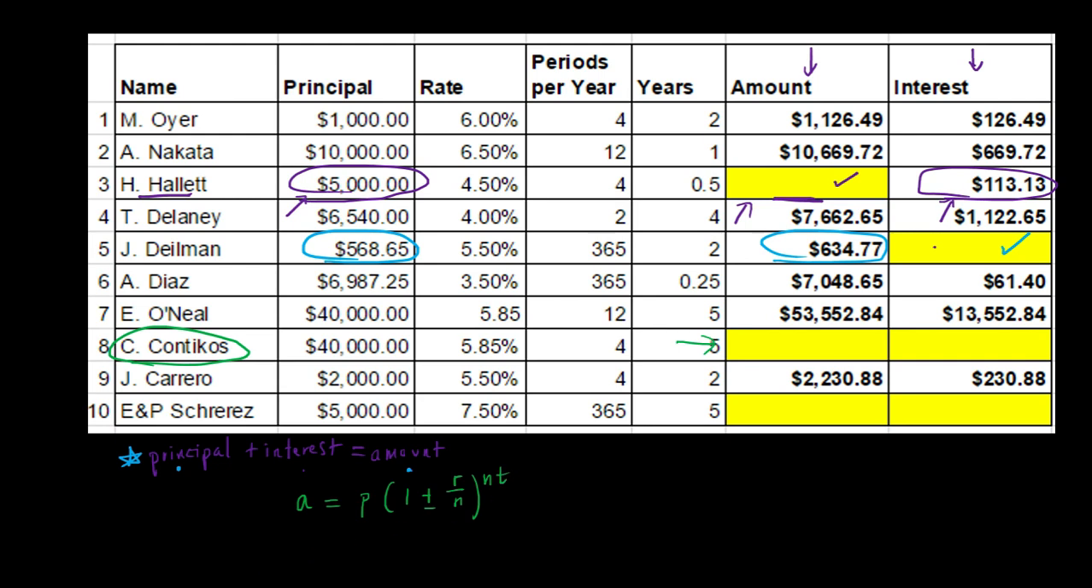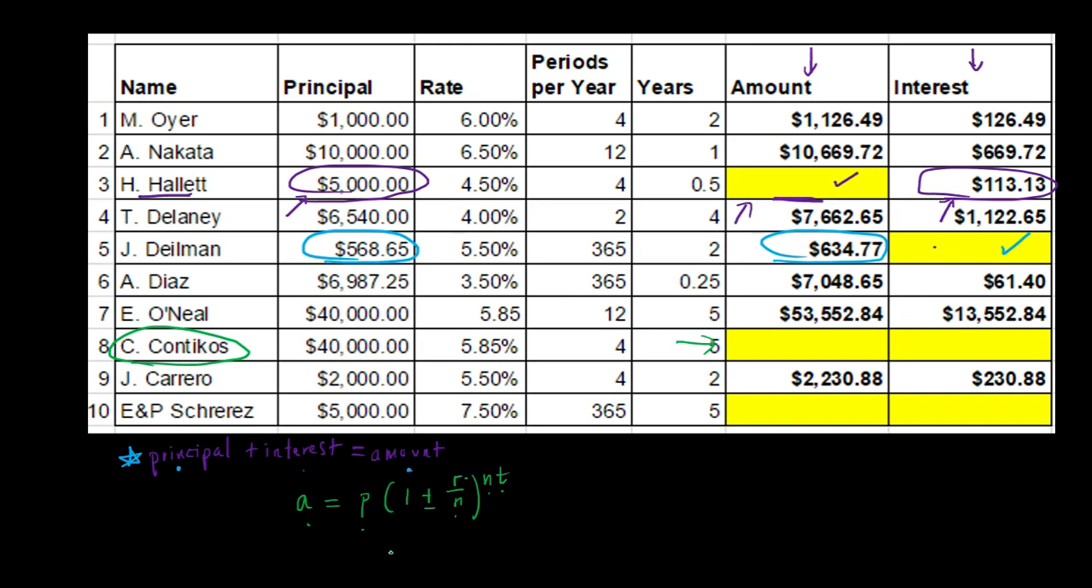So remember what all of this means. A is amount. It's the final amount after your account has accrued interest. P is principal. That's what your account started at. That's the initial amount that you invested or put into an account. R is rate. N is the periods per year. It's the same N that we see here. Once again, periods per year. And T is time. Okay, time in years.